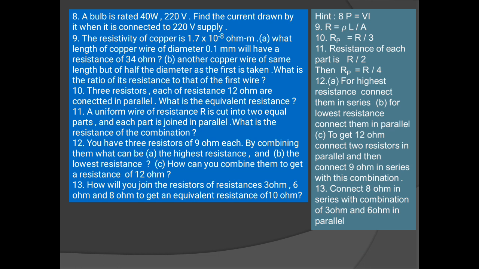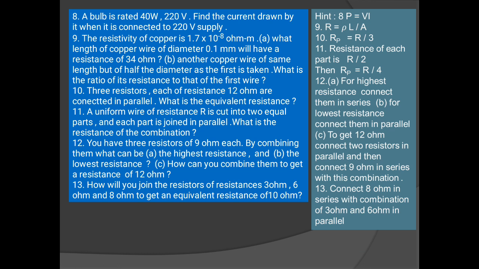In question 9, the resistivity of copper is 1.7 into 10 to the power minus 8 ohm meter. What length of copper wire of diameter 0.1 mm will have a resistance of 34 ohm? And in B, another copper wire of the same length but of half the diameter as the first is taken. What is the ratio of its resistance to that of the first wire? So here in question 9 you can use R equal to rho L by A.